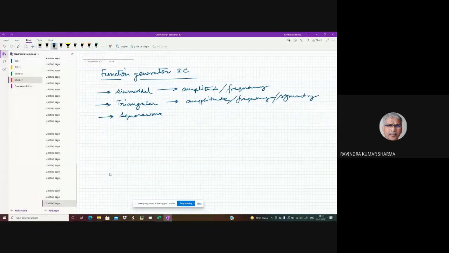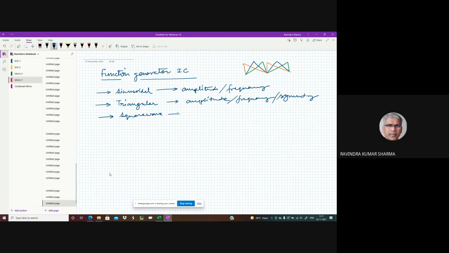Symmetry means in triangular wave, whether you want both rise and fall time equal, or you want rise and fall time different. This is what I mean by symmetry, which I have already discussed. So all these possibilities should be available in the triangular waveform generation, correct?